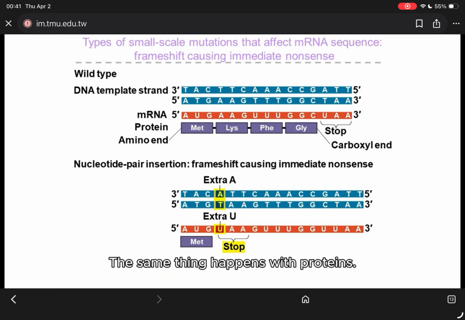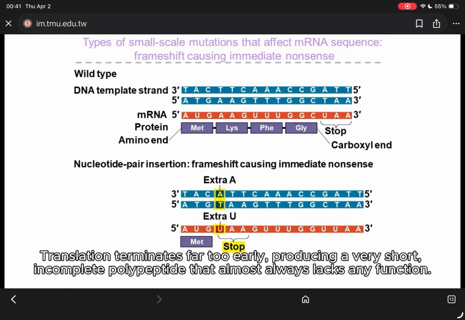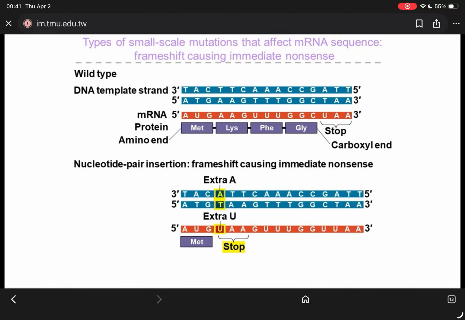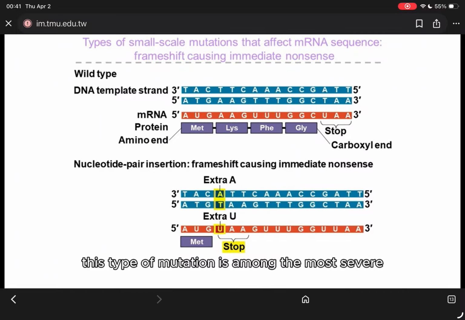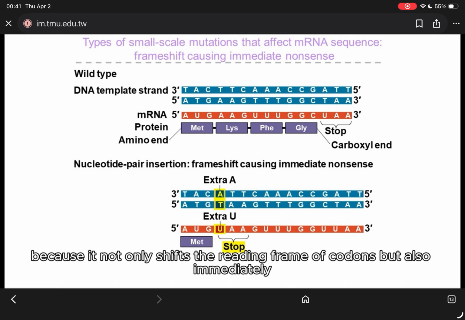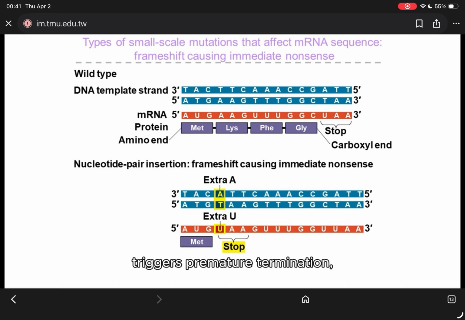The same thing happens with proteins. Translation terminates far too early, producing a very short, incomplete polypeptide that almost always lacks any function. To summarize, this type of mutation is among the most severe because it not only shifts the reading frame of codons, but also immediately triggers premature termination, resulting in a truncated, non-functional protein.